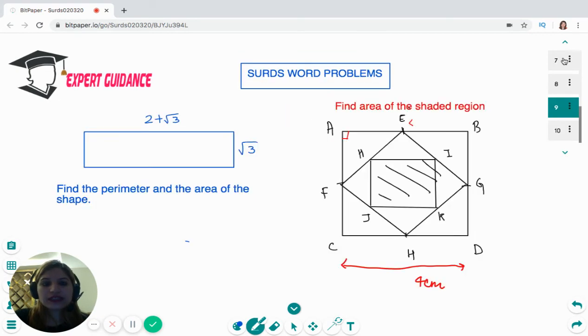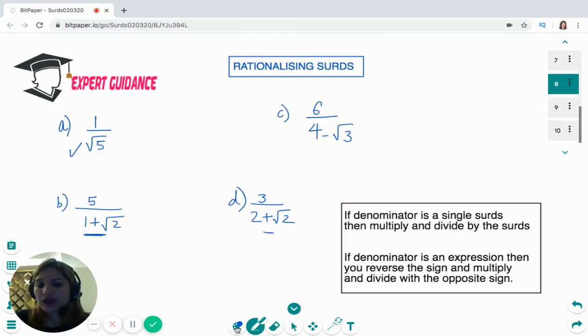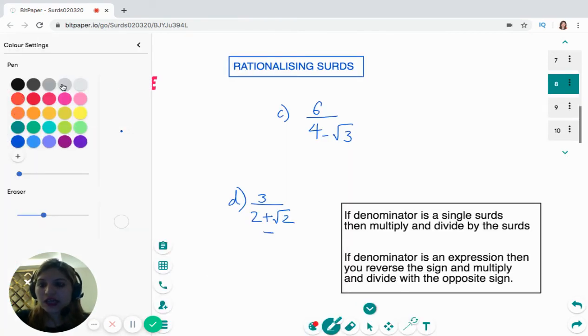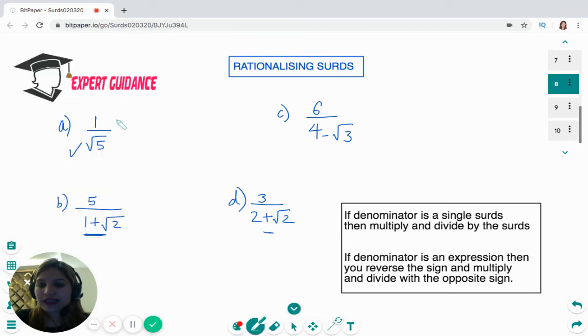Okay, let's take an example. This is 1 over root 5, since it's a single surd. So we will multiply and divide by the same surd. So we'll do root 5 times root 5. So 1 times root 5 is root 5 and root 5 times root 5 is 5. Okay, so now you can see in our answer, we have got rid of the surds in the denominator and we have 5 as a number.